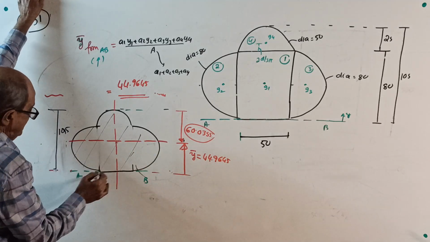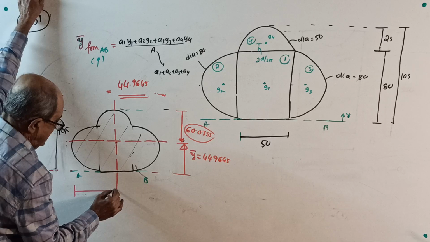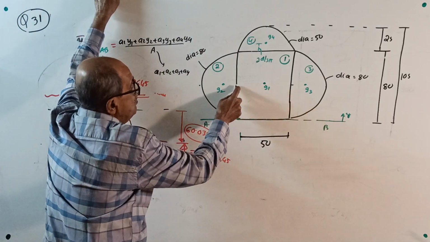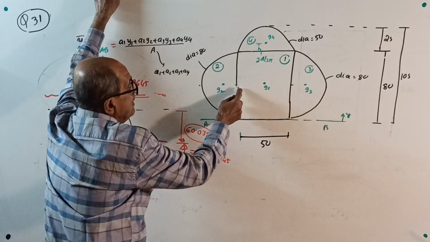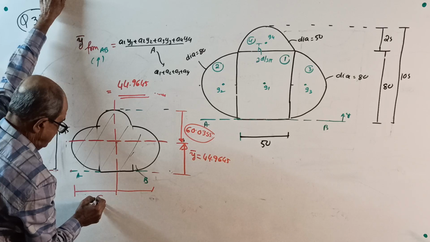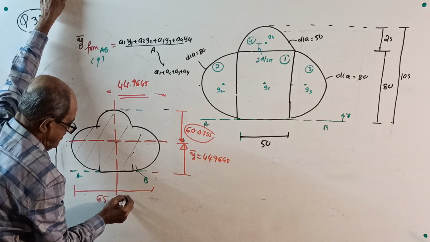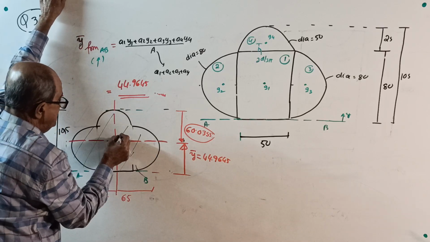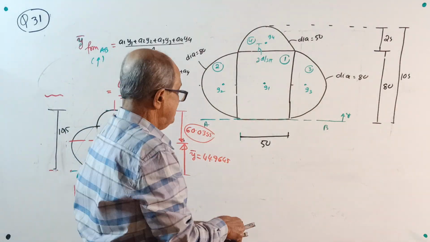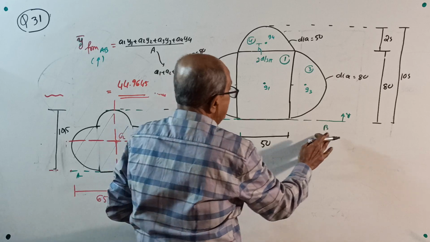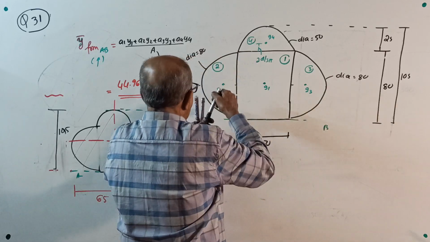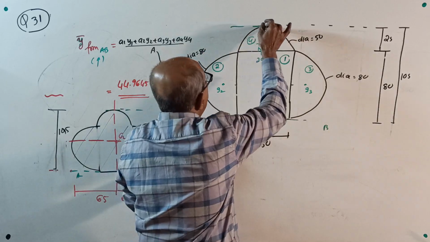And the other symmetry axis is here. See, this distance from here to here or here to here will be 25 plus 40. 40 plus 25 is 65. This is centroid G for the lamina. Now, those who are serious about the question can do one thing. Take y bar from top. Do it. Good for practice.